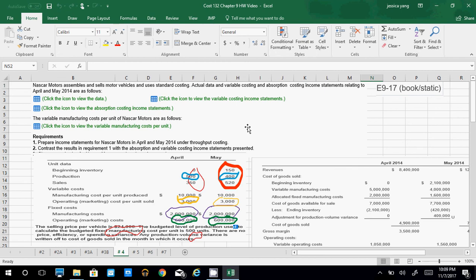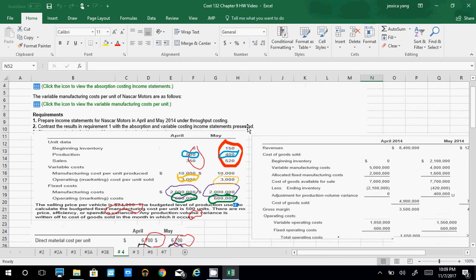In chapter 9, problem E9-17, we are given the following. NASCAR Motor assembles and sells motor vehicles and uses standard costing. Actual data and the variable costing and absorption costing income statements related to April and May 2014 are as follows. Prepare an income statement for NASCAR Motor in April and May under throughput costing.